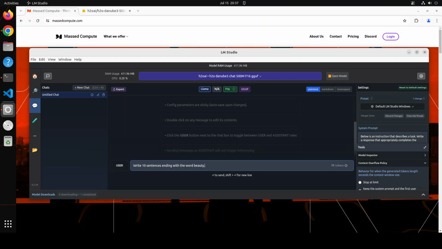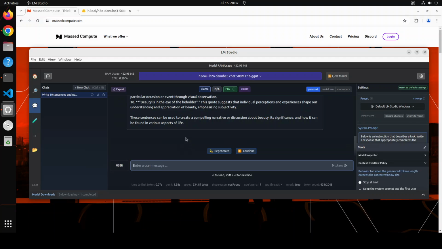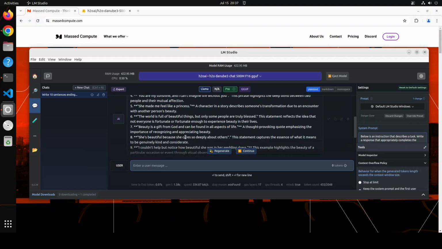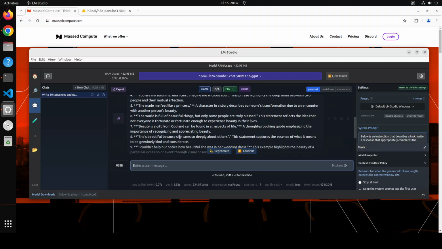Now the question seems very simple, but most models fail to answer it correctly. So let's run it. Let's wait for it to come back, and you see how quick that is because it's very small and loaded onto the GPU. But you see that hardly any answer is correct. This number 5 is correct, it is ending in the word beauty. And then if I scroll down, there is another one, number 7.